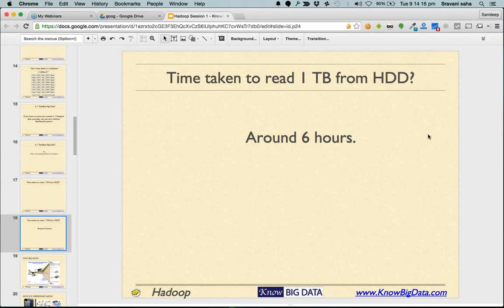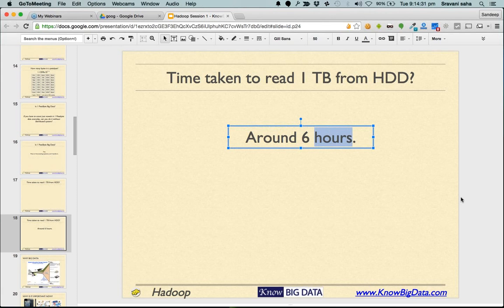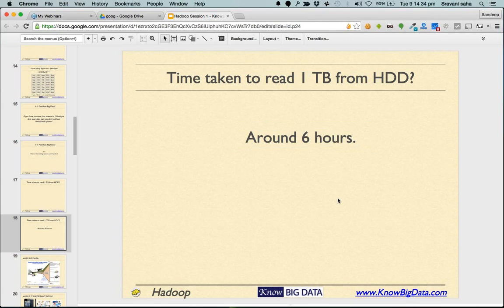Now you can see that even if we have the fastest processor in the world and the biggest RAM in the world, the disk will still take close to 6 hours to read 1 terabyte of data. This is one of the biggest causes of big data being impossible to handle on a single machine. It's the disk IO which becomes the bottleneck. Although we'll talk about more bottlenecks after this.